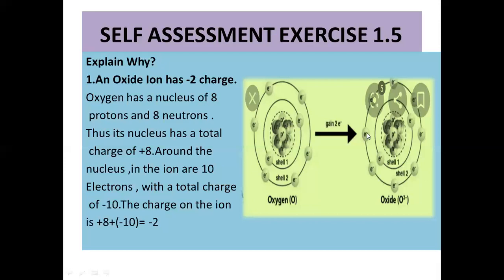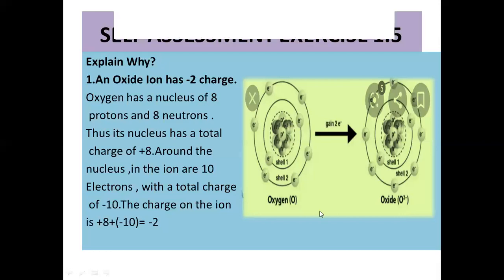After gaining 2 electrons, it converts into -2, and you can see it now has 8 electrons in the outermost shell. In neutral form, it has 6 electrons in the outermost shell, and in the ion form, it has 8. So +8 for the protons and -10 for the electrons. +8 plus -10 gives us -2. That's why an oxide ion has -2 charge.